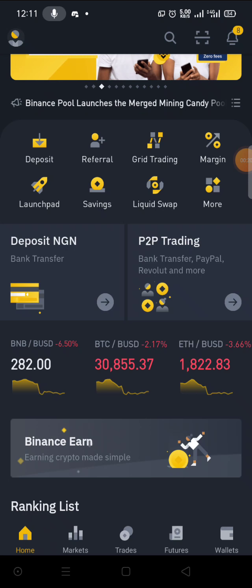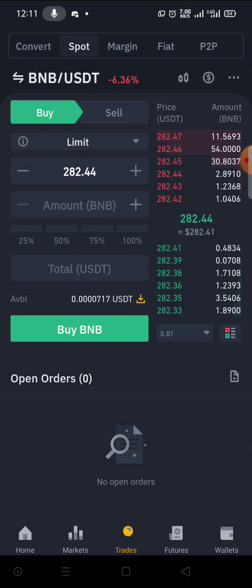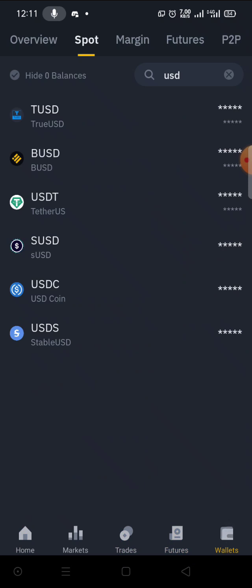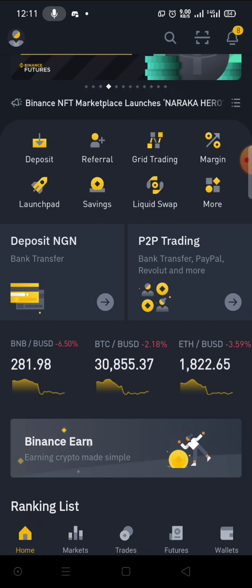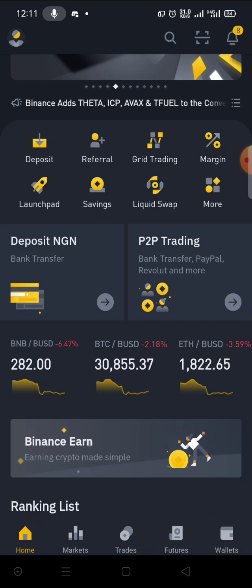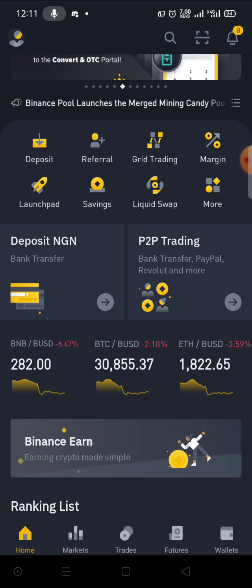I'm touching the home, the market, the trade, the futures, and the wallet. So we'll not be talking about the wallet, we'll not be using the wallet for now. Neither are we going to be emphasizing the trade or market, neither the home, but rather the futures. So if you are new to Binance futures trading, there are certain things you have to take note of.